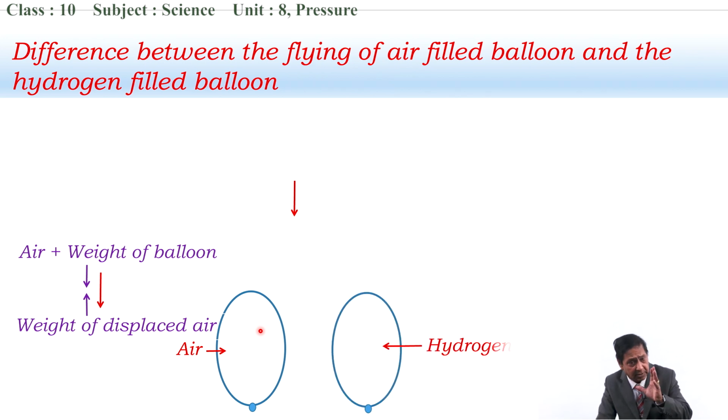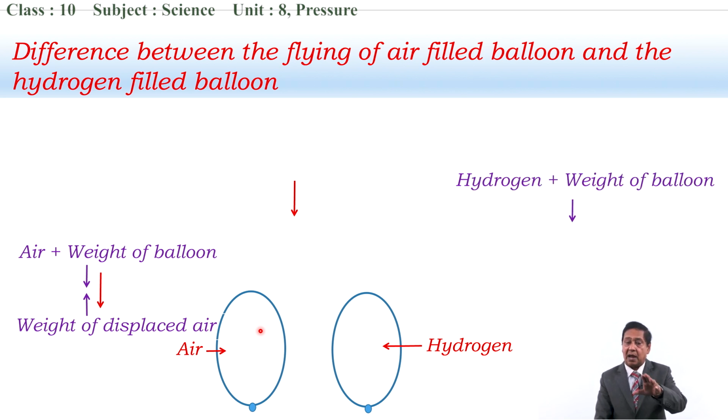But if the same balloon is filled with hydrogen gas, then what happens? The combined weight of hydrogen and the weight of the balloon is the total weight of this balloon filled with hydrogen gas.